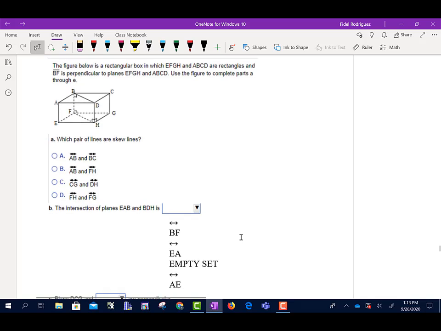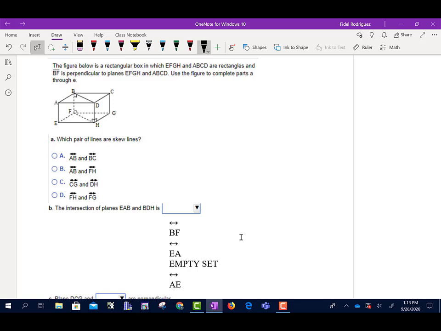Okay, so now let's see if we can figure out this problem here. We're going to do it slowly so that we kind of get an idea. It says the figure below is a rectangular box in which EFGH and ABCD are rectangles. BF is perpendicular to the planes EFG and ABC. Use the figure to complete parts A through E.